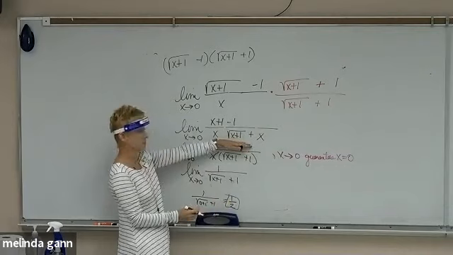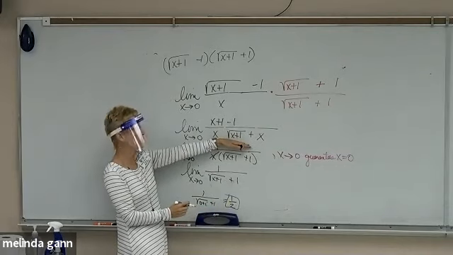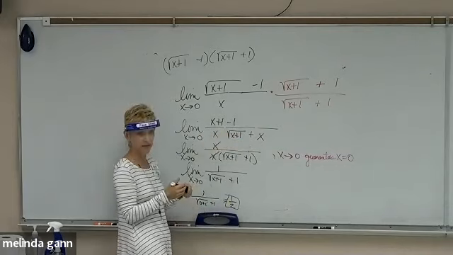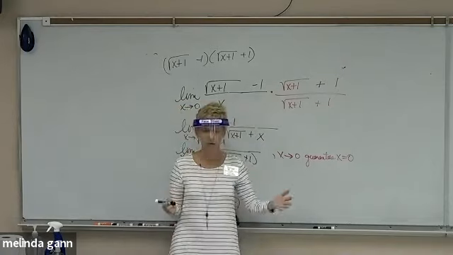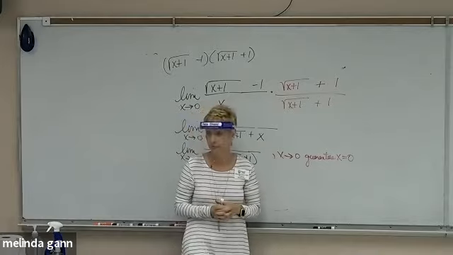You see why you don't want to multiply that bottom out? Because then you probably won't notice that you can divide that x out. So if you multiply by the conjugate, only multiply out where the root was originally.